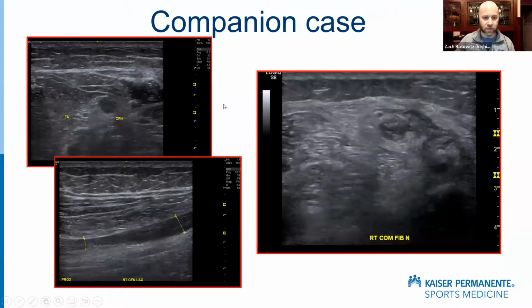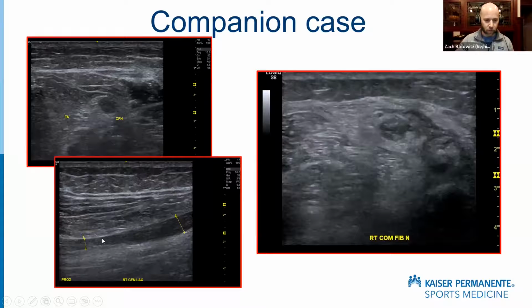This was a case I actually saw in fellowship of a patient who unfortunately suffered a knee dislocation. So very severe injury, and you would expect some degree of nerve damage with a knee dislocation. Here we are in the popliteal fossa. The tibial nerve looks relatively normal, hyperechoic. You can see fascicles here, but the common peroneal nerve, or common fibular nerve as it's labeled here, is almost completely anechoic. You don't see any normal nerve architecture.